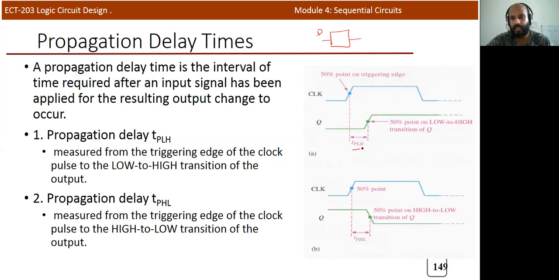And this duration, low to high transition, is normally called TPLH. It is measured from the 50% point on the triggering edge of the clock to the 50% point on the low to high transition of Q. So this is known as TPLH. Similarly, there is a high to low transition, which we will call TPHL. These are the two propagation delays that we need to expect in the case of flip-flops. Normally, these values are provided by the manufacturer in the data sheet.